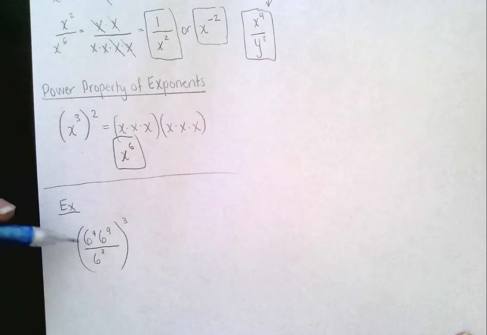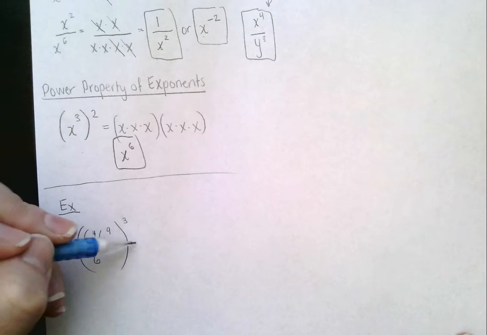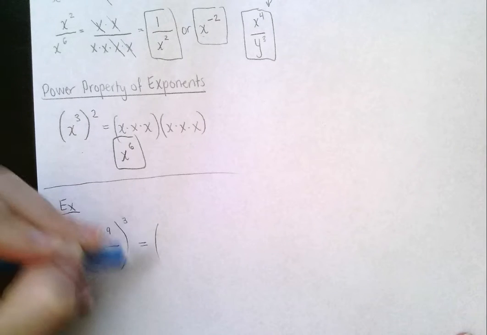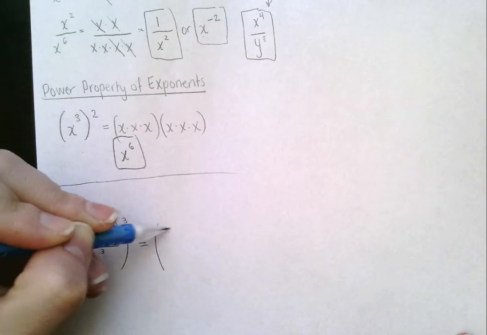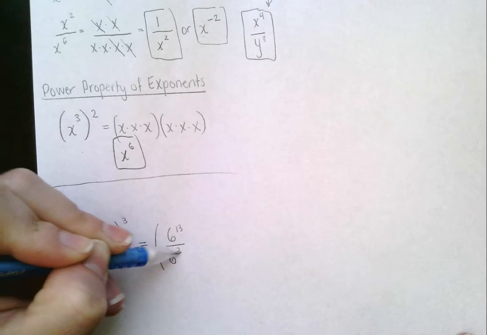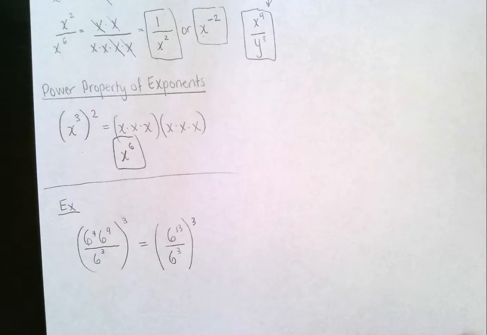They're both 6, so I can go ahead and use the product property, which is the first skill we talked about, and I can go ahead and add those exponents together. So now I've got 6 to the 4 plus 9, which is 6 to the 13th power on top, and then I've got 6 to the 3rd power on bottom, and I've still got this 3 on the outside.